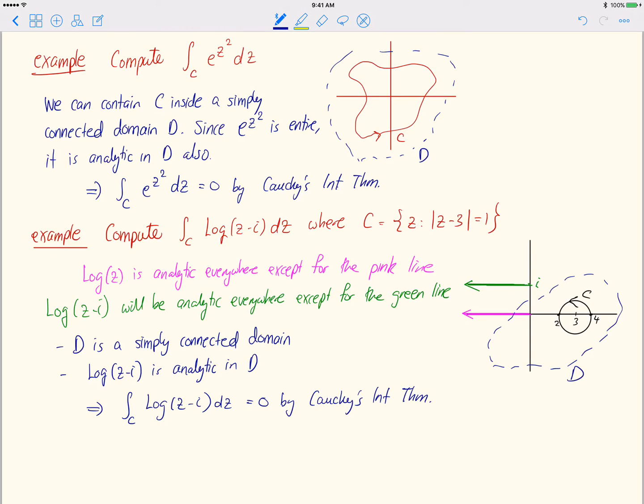Like that. So hopefully now you have a good idea of how Cauchy's integral theorem works. It's not really a complicated theorem. If you have a closed contour and your contour lies in a domain where your function is analytic, it just says the integral is 0. Nothing too complicated.